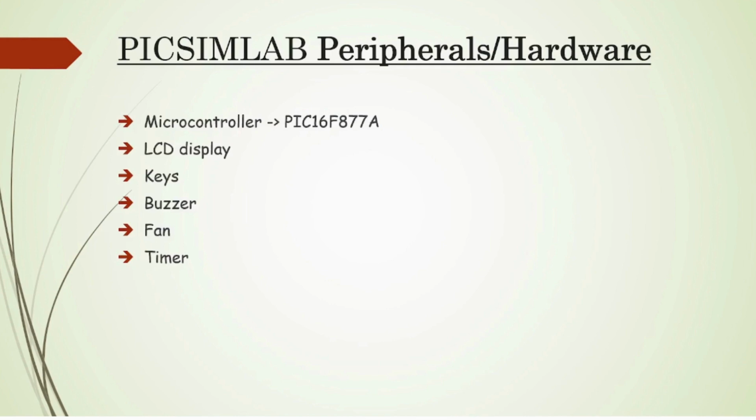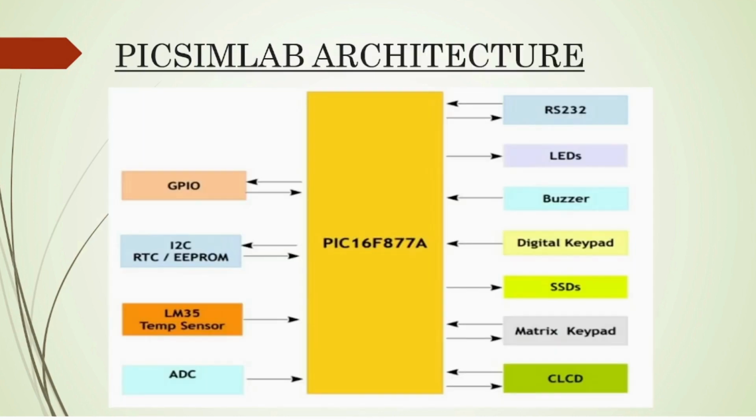PICsimLab peripherals hardware. The PICsimLab peripherals comprise the hardware units shown below, which are the microcontroller PIC16F877A, LCD display, keys, buzzer, fan, timer, etc. And this is the architectural structure of the PIC16F877A IC, where we can see all the components which are connected, and each and every pin has specific functions of its own.